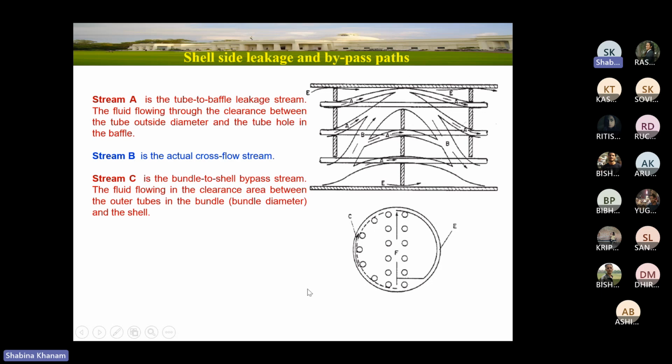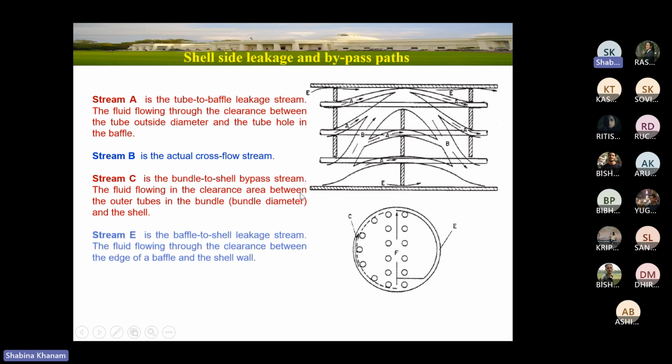Whatever gap, whatever clearance I am having between shell diameter and bundle diameter, that is stream C, the bundle to shell bypass stream. Why do we consider this as bypassing? Because whatever fluid is available there will not participate in heat transfer, because these zones are considered as dead zones. So stream C you can find over here.